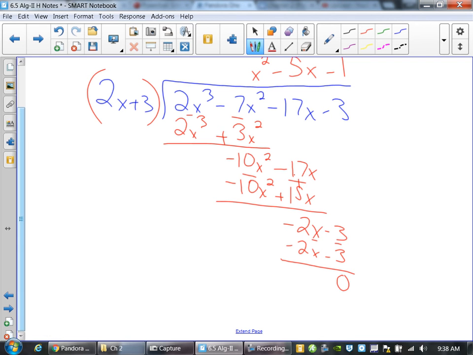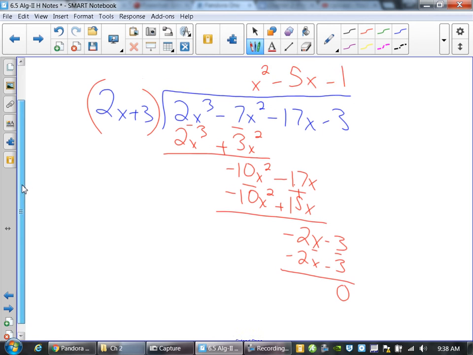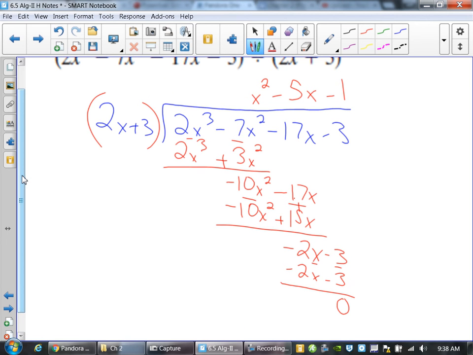Great. Okay? How is that? When I take 2x cubed minus 7x squared minus 17x minus 3, I get x squared minus 5x minus 1. That's the answer.